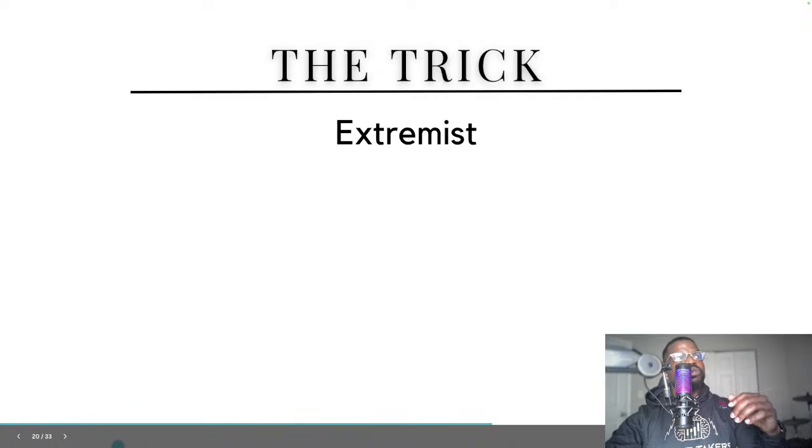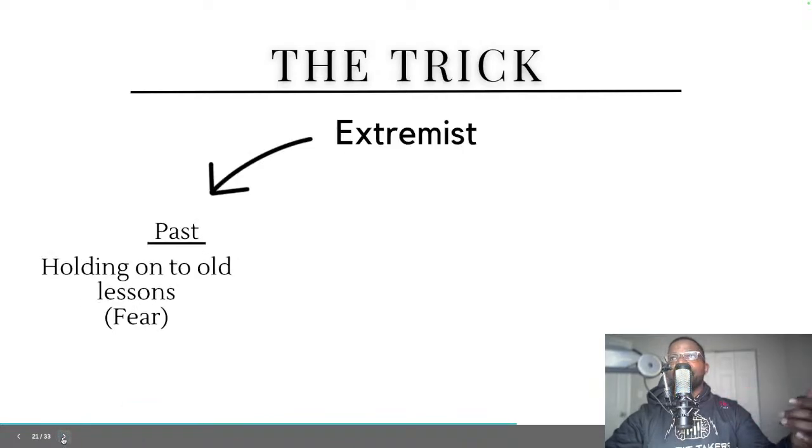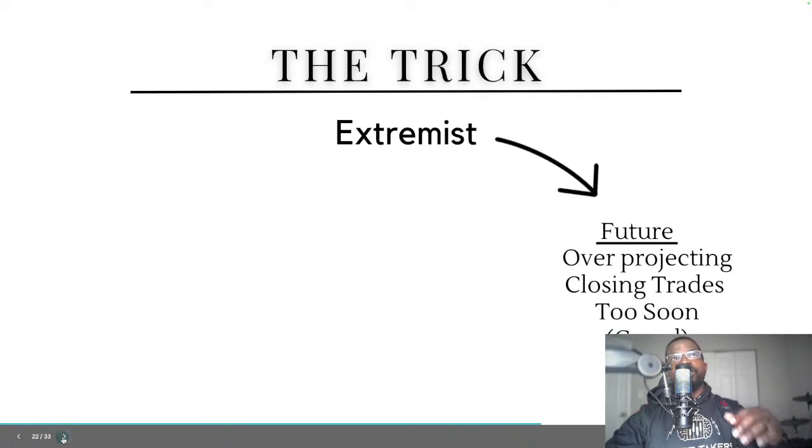Now let's go into it. So you can either be an extremist of the past. And what does this mean? You're holding on to your past losses or lessons, and that's creating fear for you. Or you're over projecting on your trades, like thinking, like I said, it's going to go to the moon every time you enter a trade. Okay? And when you do that, it also creates fear from your greed.